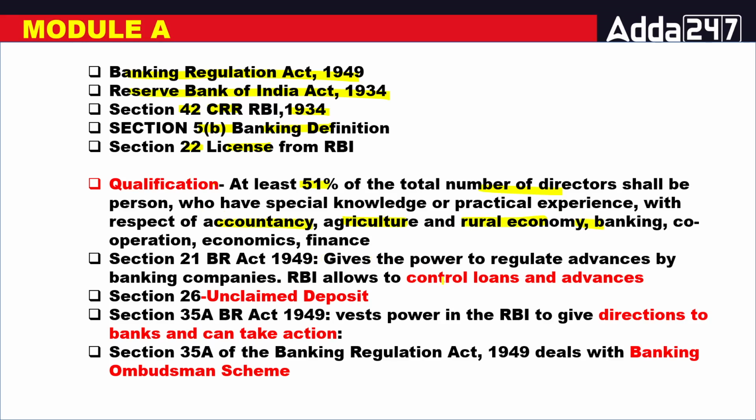Section 21 talks about control of loans and advances. Section 26, unclaimed deposits, that is also known as the DEAF account. 35A talks about the RBI giving directions to the bank and taking action. 35A also talks about the banking ombudsman scheme.